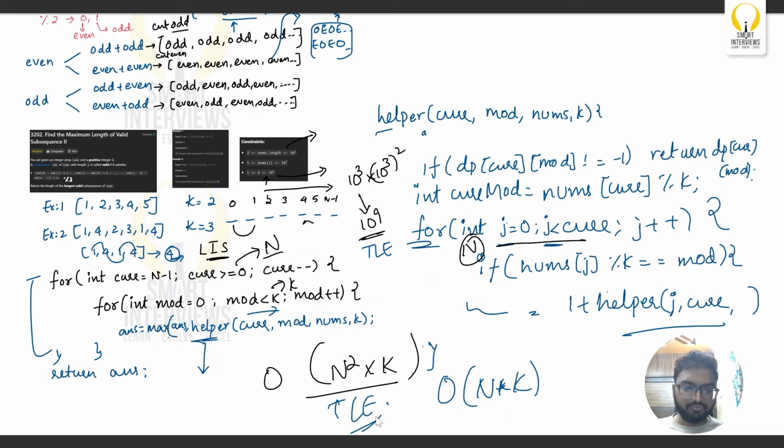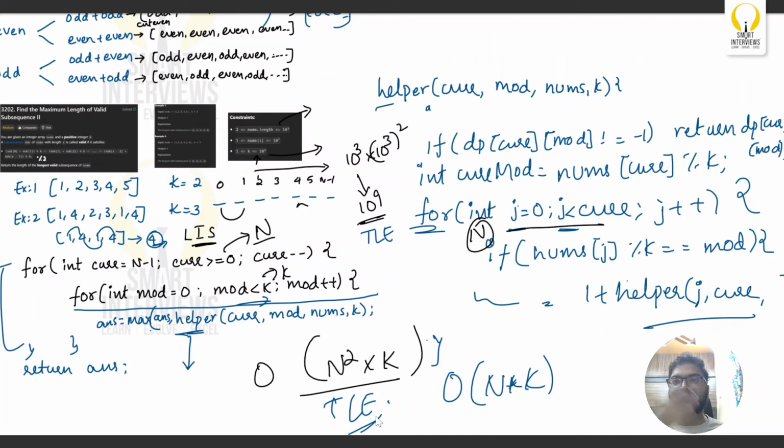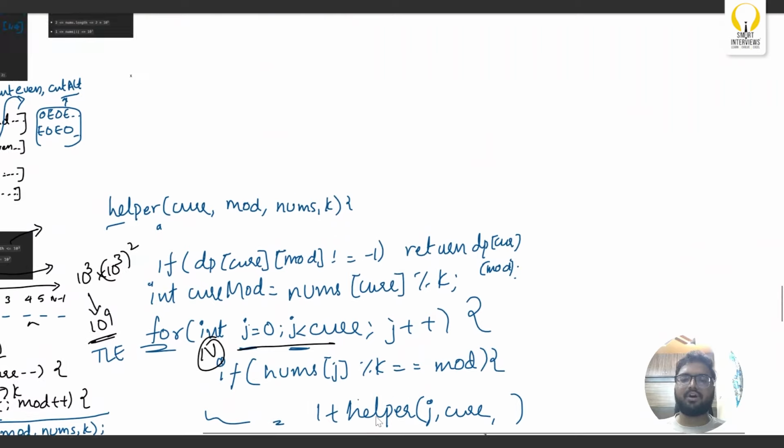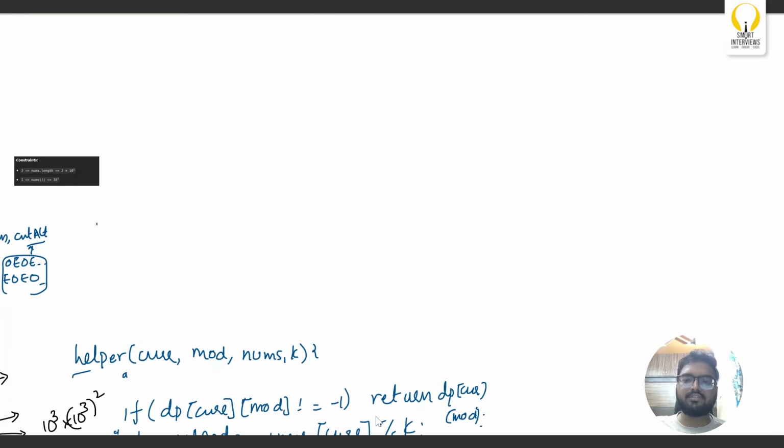If you look here, you are traversing for k times for every index. For every index you are going to traverse from 0 to k, and you're checking whether the 0th modulus is present, 1 modulus is present, whether mod is 2, 3, 4 till k minus 1. But to avoid that, we will try to pre-compute all the modulus present in a given array. So how can you try to optimize this?